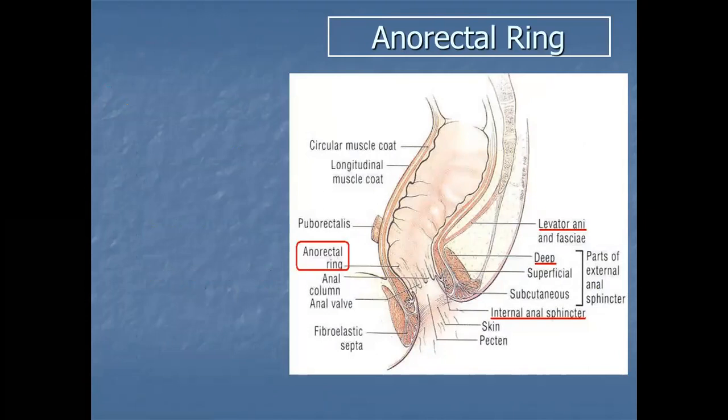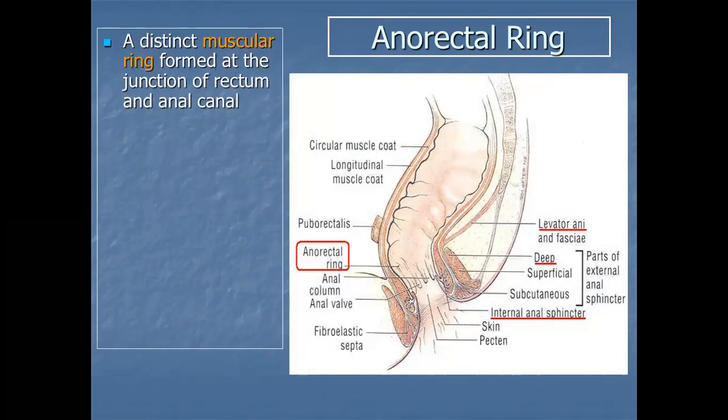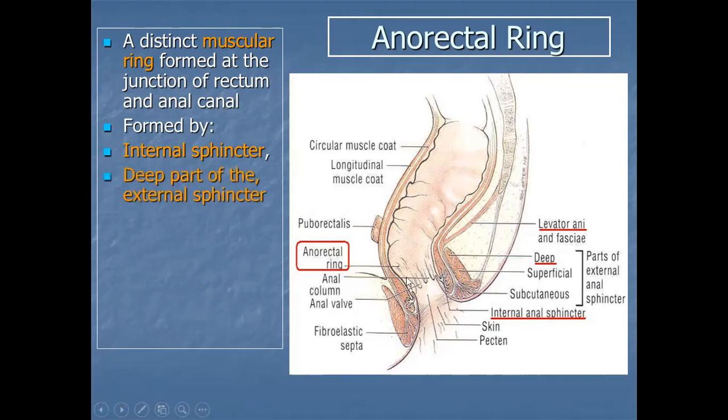Now coming to the junction between the anus and the rectum, that is called the anorectal ring. There is a sphincter we saw there. The anorectal ring is a distinct muscular ring formed at the junction of the rectum and the anal canal, formed by the internal anal sphincter, which is contributing. Then we have the deep part of the external sphincter. The internal anal sphincter is made up of smooth muscle, and the deep part of the external sphincter is made up of skeletal muscle.